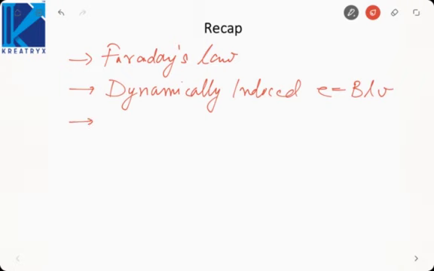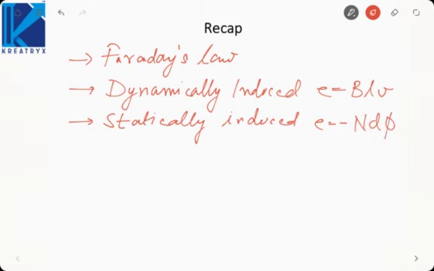Next was statically induced EMF, which was nothing but EMF is equal to minus N d phi by dt. Here the conductors are static with respect to the magnetic field. The minus sign here signifies the Lenz law. Lenz law states that induced EMF opposes the cause of induction.